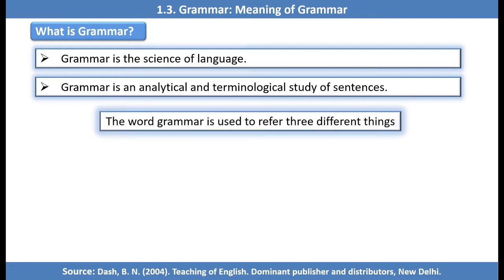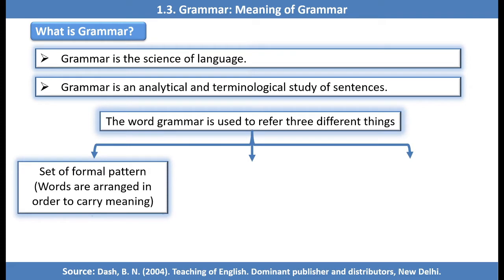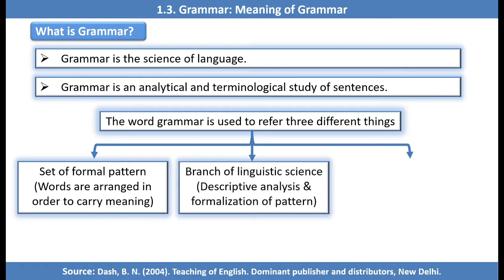Here the word grammar is used to refer to three different things. The first one is a set of formal patterns. Here words are arranged in order to carry meaning. Each sentence has a pattern. It is a set of formal patterns. It means that forming a sentence has certain rules. So this is one thing we study, that categorizes one thing.